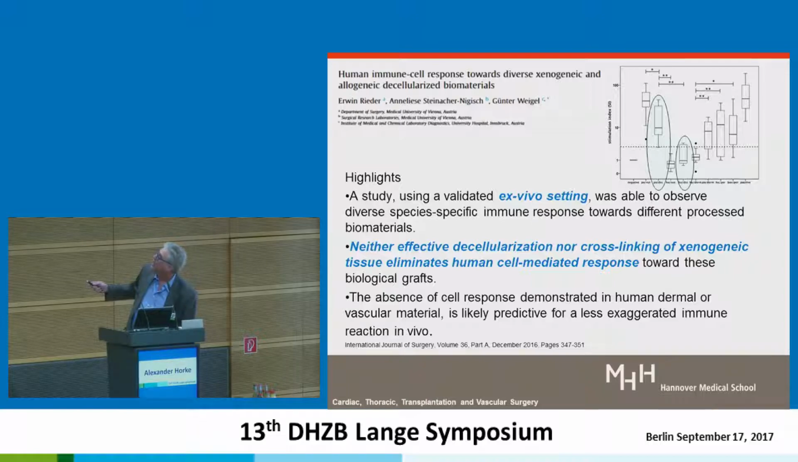All these grafts have a disadvantage because decellularization and also cross-linking of xenographic tissue does not eliminate human cell-mediated responses. So we have an immune response. If you look at this here, this is the immune response, for example, for xenografts, and this is for the decellularized homografts. This is from the work of Vienna from last year. But this is also an ex vivo setting.